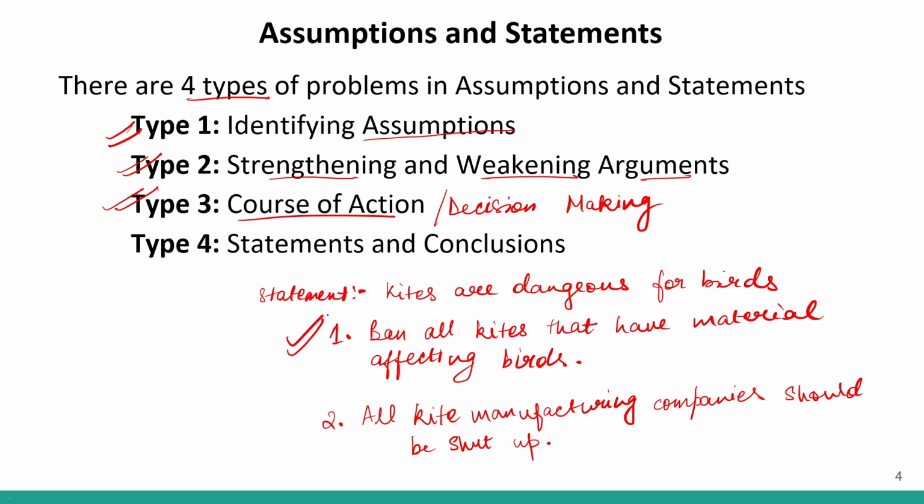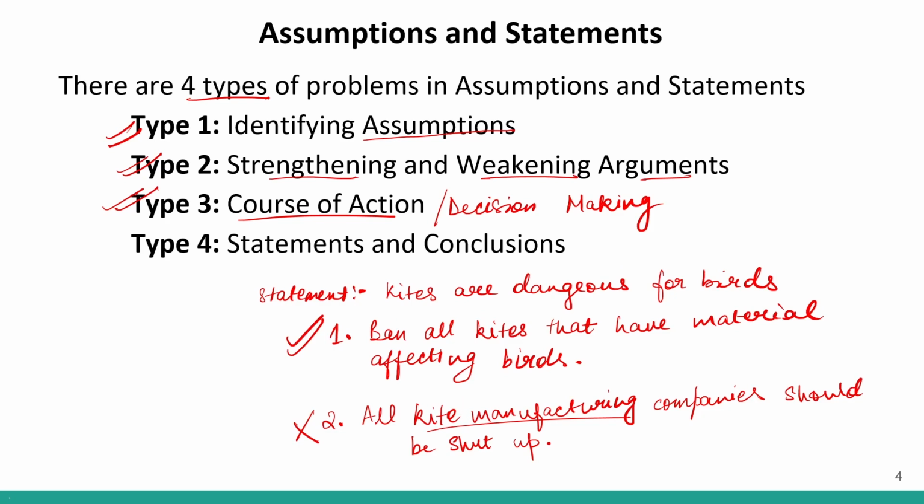Definitely the first one. The first one says that all the kites that have material that is affecting birds in a harmful way should be banned. So this is the correct, appropriate course of action. Whereas the second one says that all kite manufacturing companies should be shut down. There are so many people employed in this particular industry, so we cannot completely close down an entire industry for such situations. So we have to decide which course of action is appropriate.